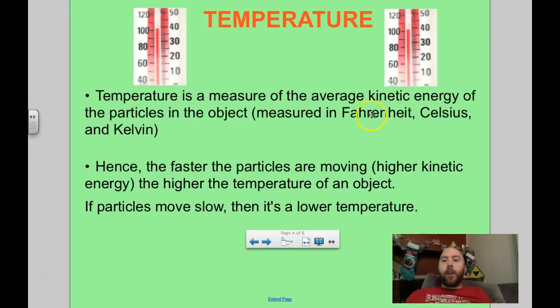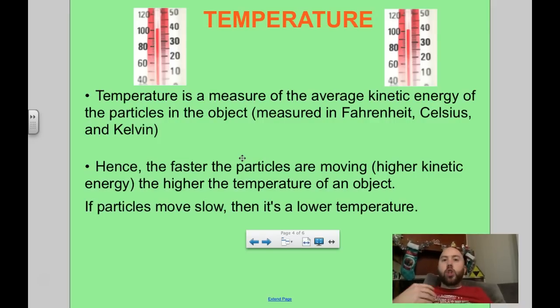So we use Fahrenheit, Celsius, and Kelvin. You're very familiar with Fahrenheit. You probably use Celsius a lot in science class. Kelvin, you probably never heard of Kelvin, so don't even worry about it. But just know these are the 3 units for temperature. So the faster the particles move, the faster your average kinetic energy, the higher the temperature. So when you have a fever, it means the particles inside your body are moving faster than they normally do. And the reason why is because they want to raise the temperature to try to kill the bacteria or infection or virus or whatever's making you sick.